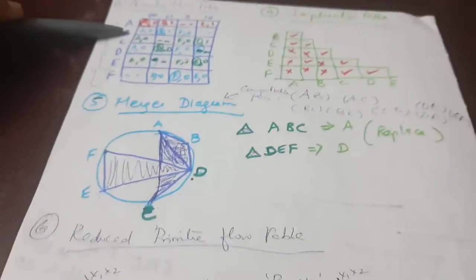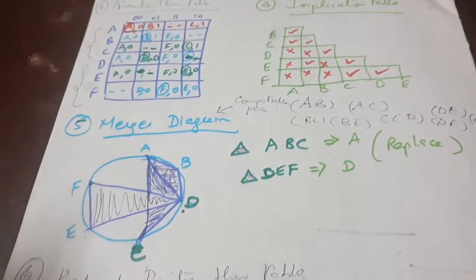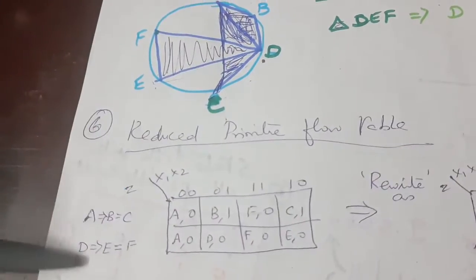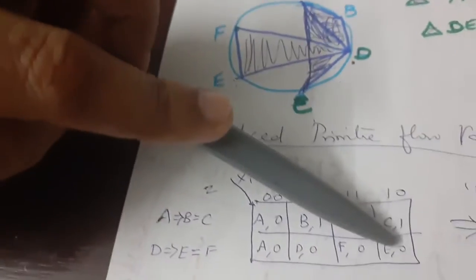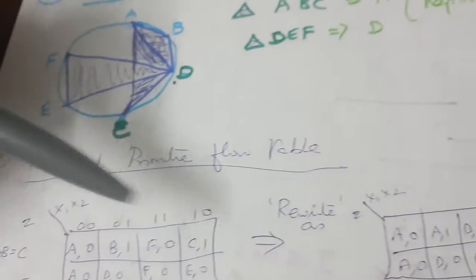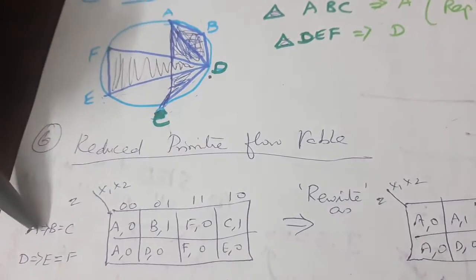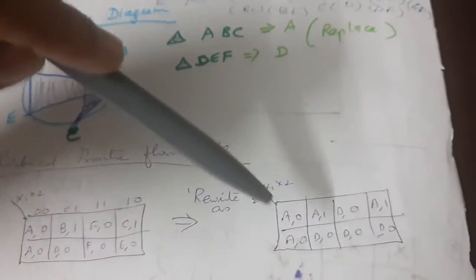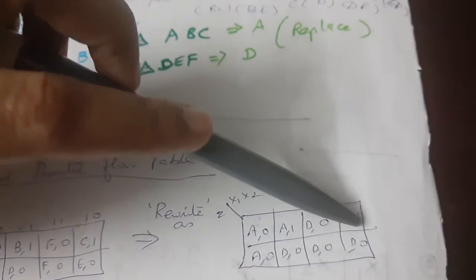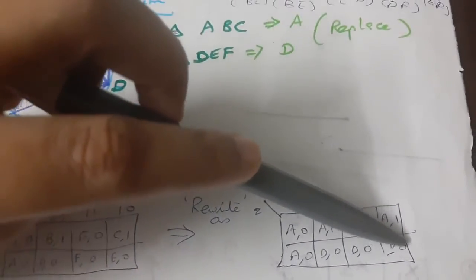So first ABC, if you take ABFC, second state DEF, ADFE. Write down. Now, wherever you have B and C, you rewrite it as A. Wherever you have E and F, rewrite it as D. Therefore, this will become A, D, A, A, D, D, D.